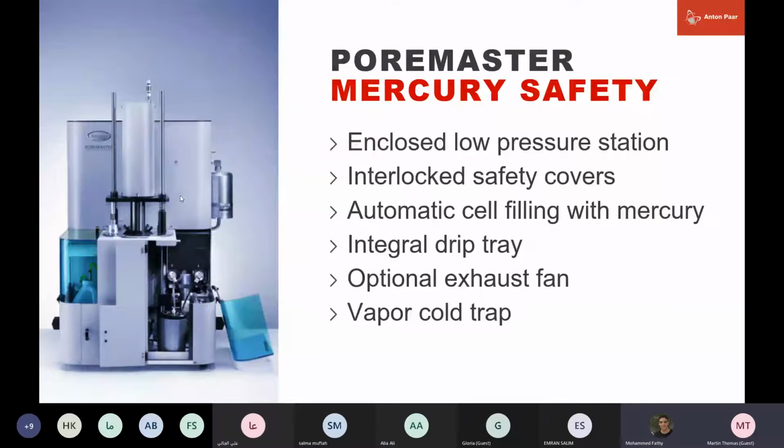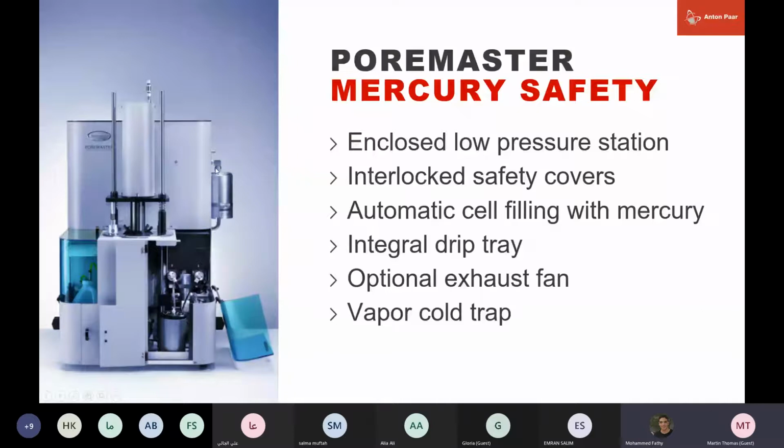But so this can sit next to an instrument and have the exhaust ducted to the fume hood. Or if your fume hood is deep enough, it can be housed completely within a suitably sized fume hood. So the whole instrument can be inside a fume hood if that's your preference, but it does have to be deep enough. The other feature on here, there's a cold trap that we normally like to use.